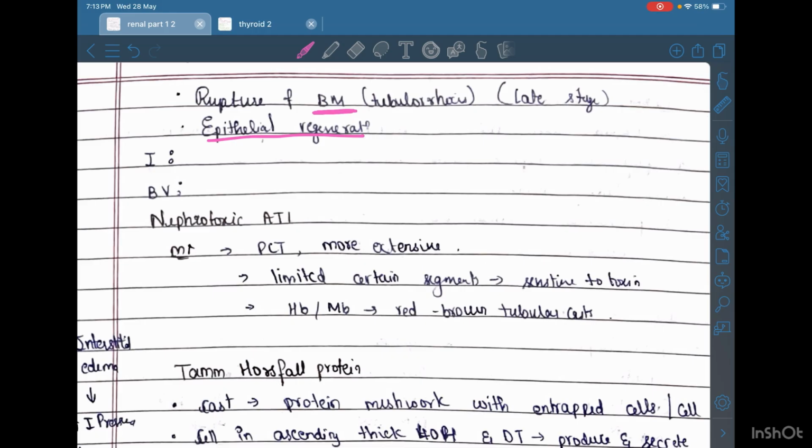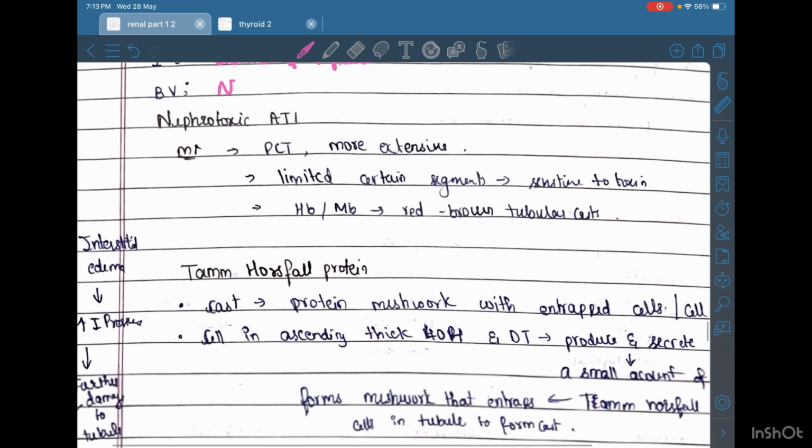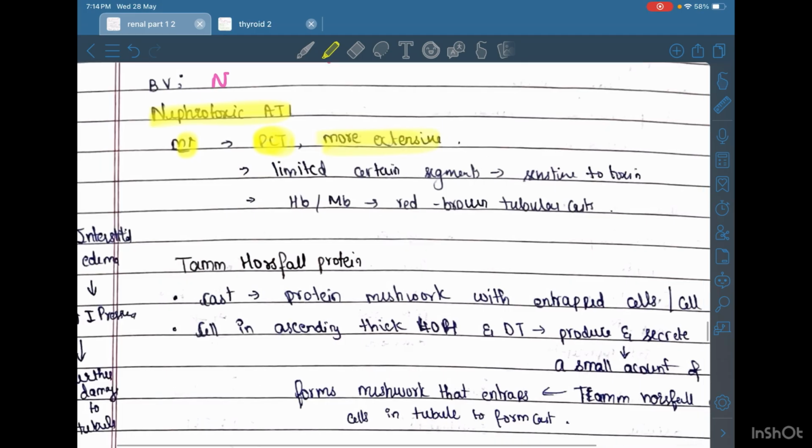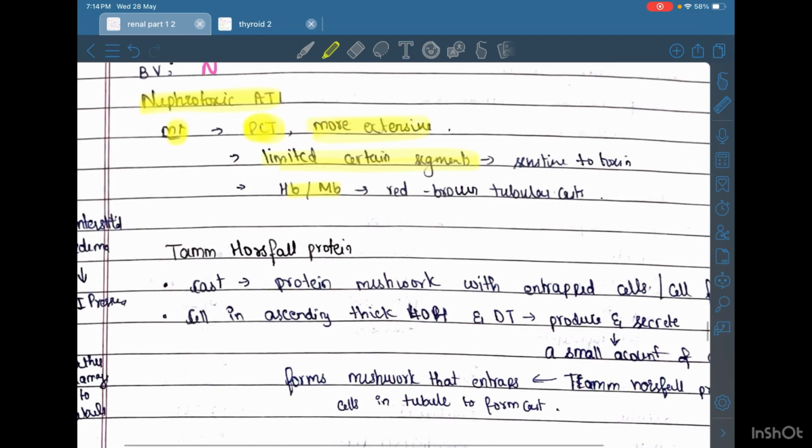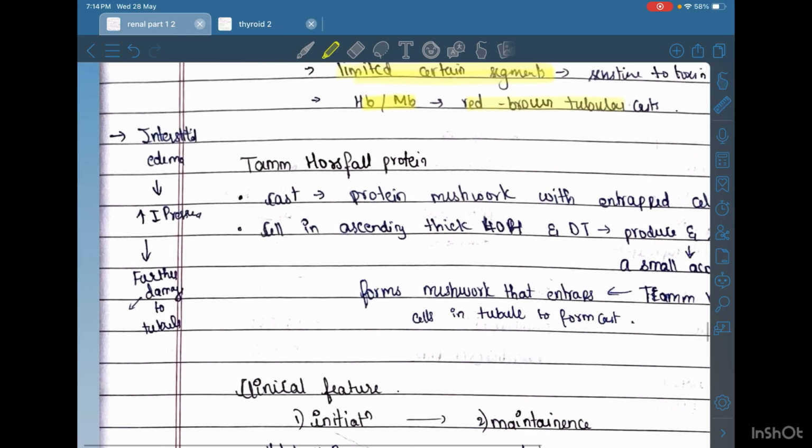Then interstitial, what happens? There will be edema, we already know, right, edema and inflammation. Then blood vessels, they are normal. Then in nephrotoxic type, mainly it involves PCT more extensively. It is limited to certain segments which are more sensitive to the toxin. Mainly your hemoglobin casts will be there, right? So they will produce red brown tubular casts, not the hyaline cast, okay na.